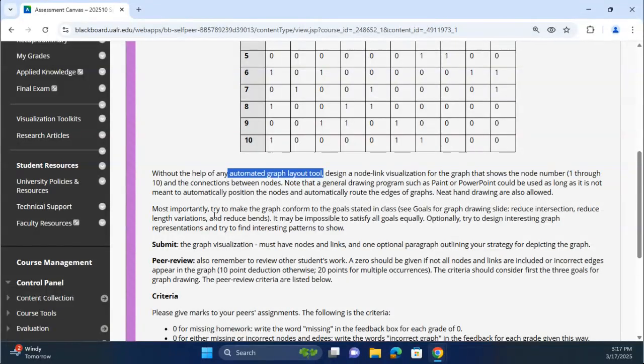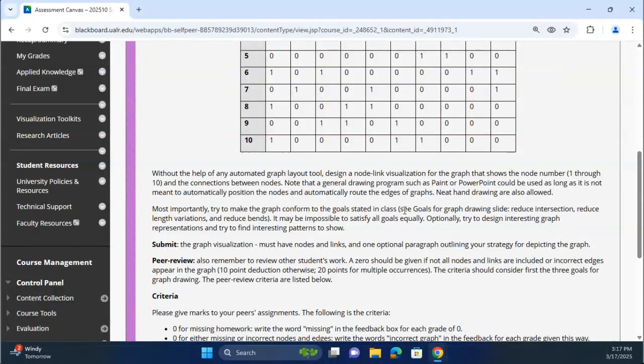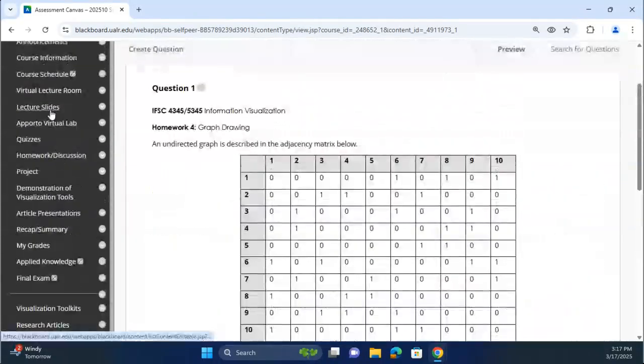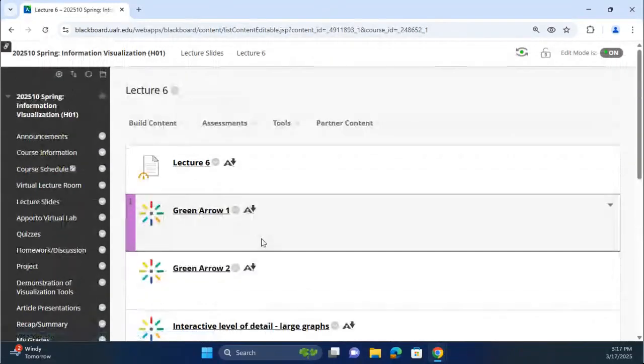So here is the criteria, really. Try as much as you can to make the graphs that you draw conform to the goals for graph drawing. I'll pull up that slide. It should be right about here. If I remember correctly, it's lecture 6.